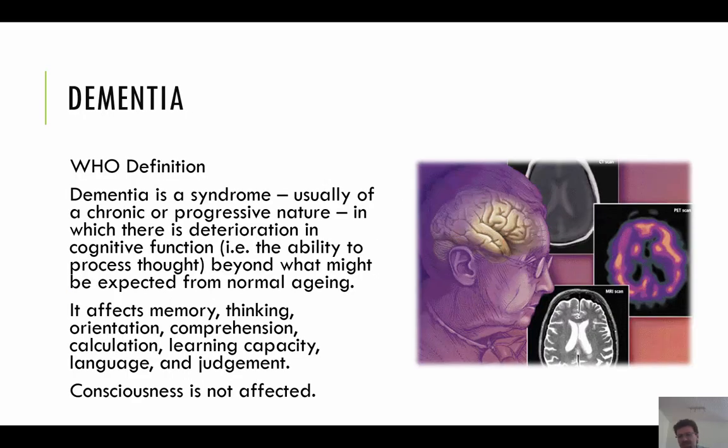Dementia is a situation in which there's an underlying slow destruction of the nervous system. It's usually chronic and progressive in nature, and the result is a decreasing cognitive function. Now, as we all age, cognitive function slowly declines, but dementia sets in when that aging process goes beyond the normal aging process. And it can affect all aspects of cognition: thinking, comprehension, calculation, language, and judgment.